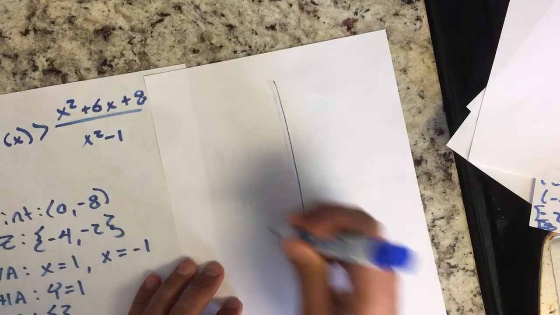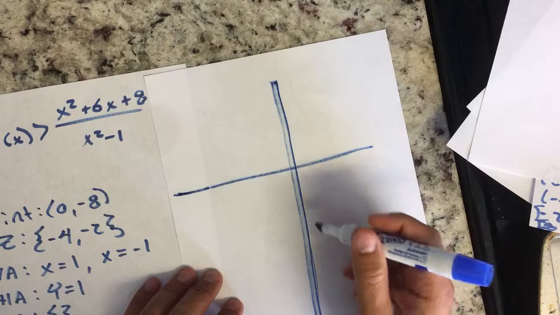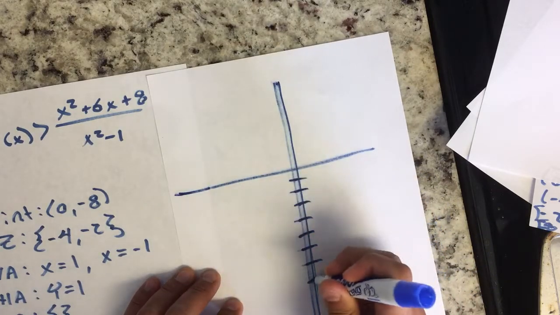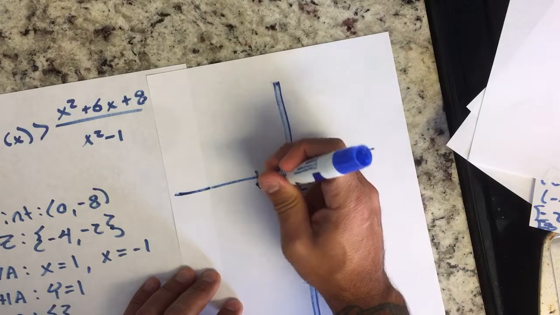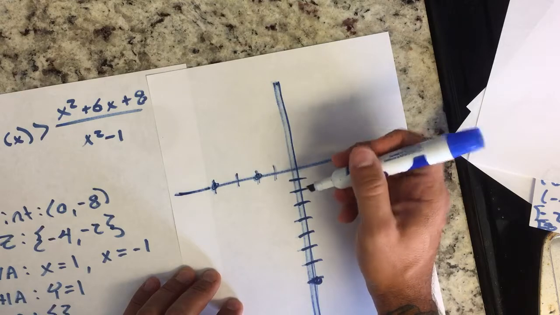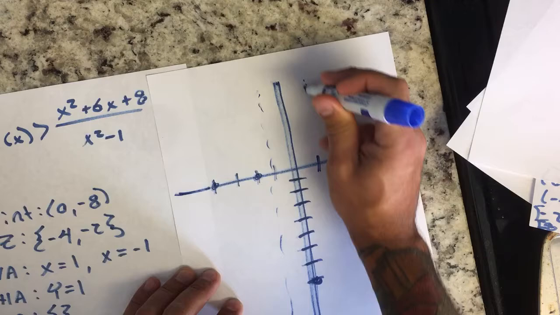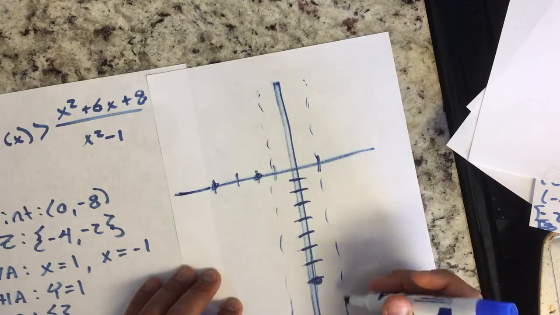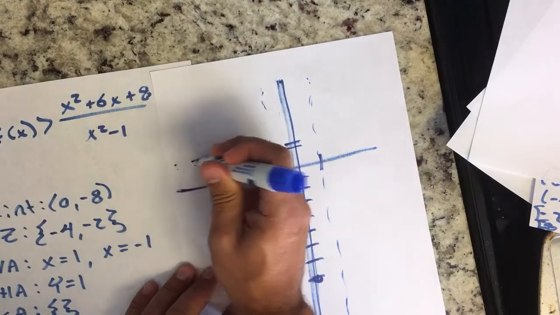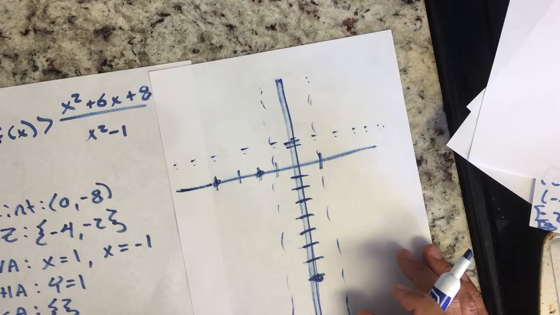So on my graph, y-intercept 0, -8. Zeros at -2 and 4. Vertical asymptotes at x equals -1 and x equals 1. Horizontal asymptote at y equals 1. So this helps me figure out what's going on here.